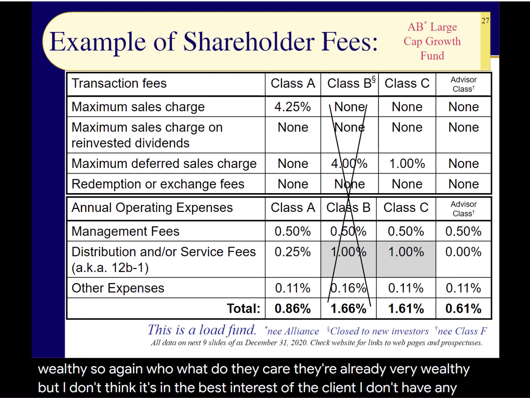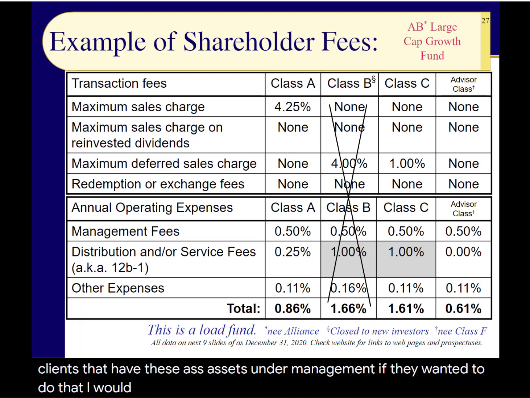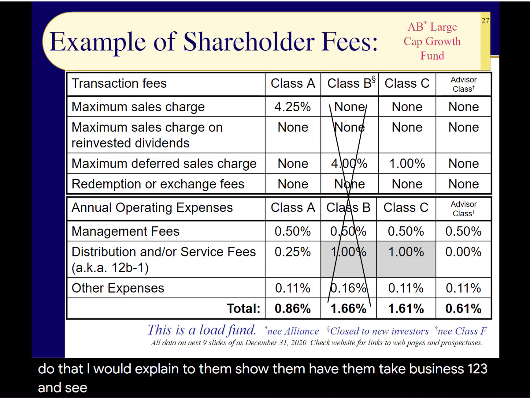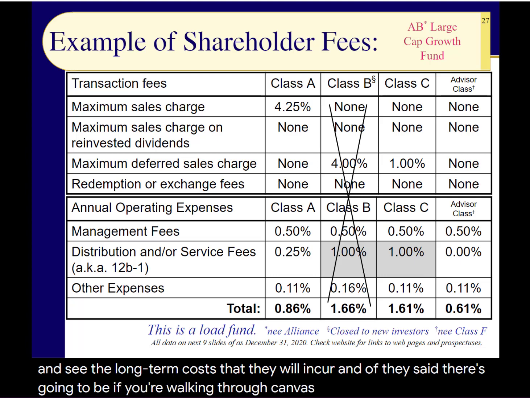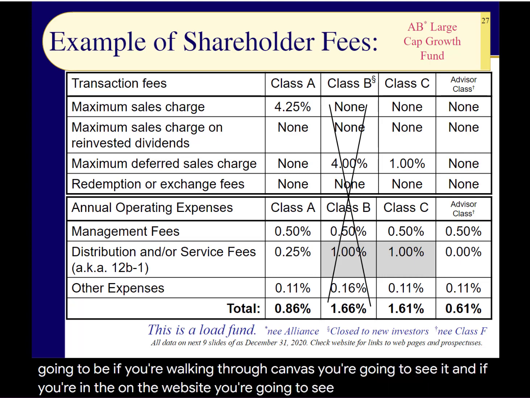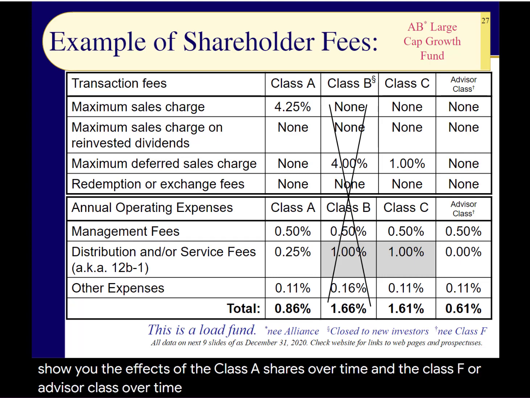I don't have any clients that have these assets under management. If they wanted to do that, I would explain to them, show them, have them take BUS123 and see the long-term costs that they will incur. And as I said, if you're walking through Canvas, you're going to see it, and if you're on the website, you're going to see it, a presentation to show you the effects of the Class A shares over time and the Class F or advisor class over time, and they are dramatic.